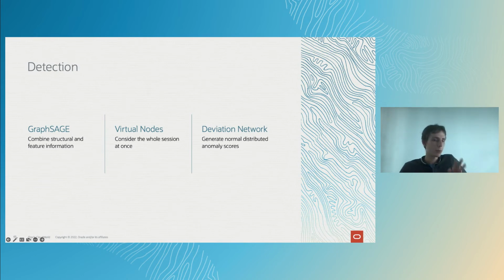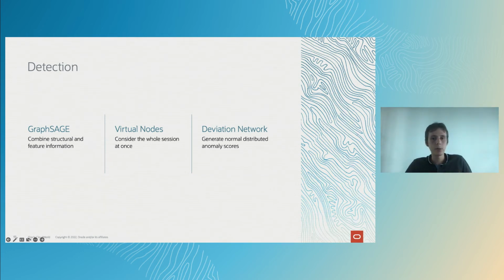But we have a problem. The problem is that every node has its own representation. So every process would have its own representation. And what we're interested in is being able to say if the whole session itself is anomalous or not. And so for that, we use virtual nodes. And virtual nodes, in essence, create a virtual node in the graph, and the representation generated for this node will actually be a representation of the whole graph itself. And so that means that after we use virtual nodes, we will have a graph level, a session level representation.